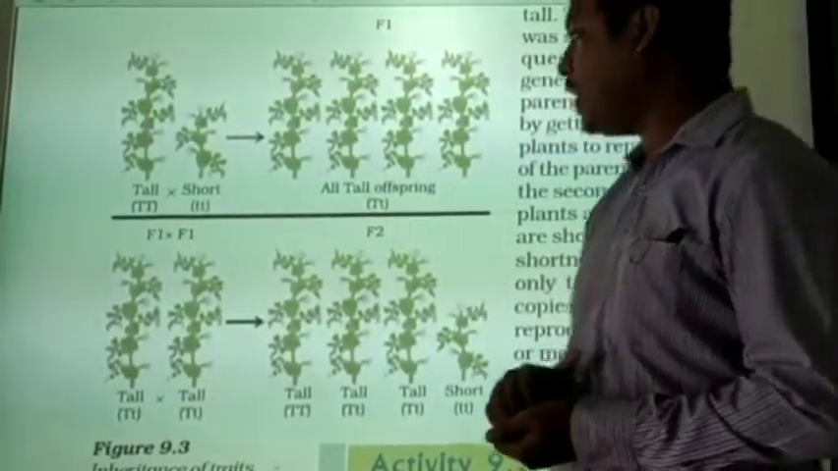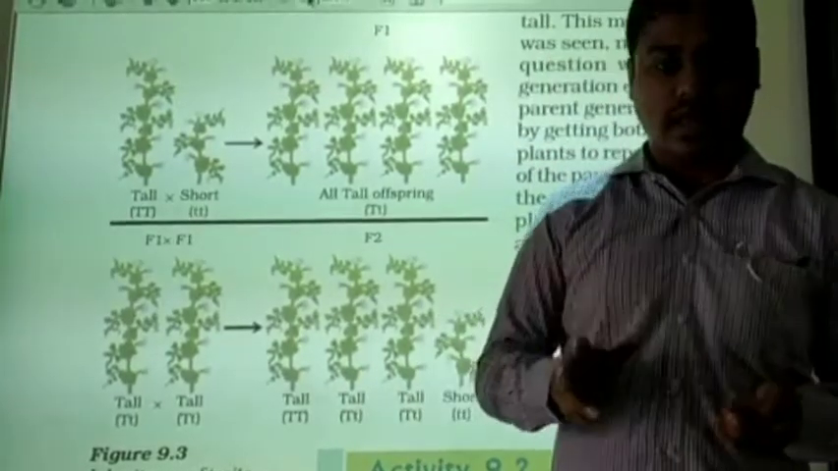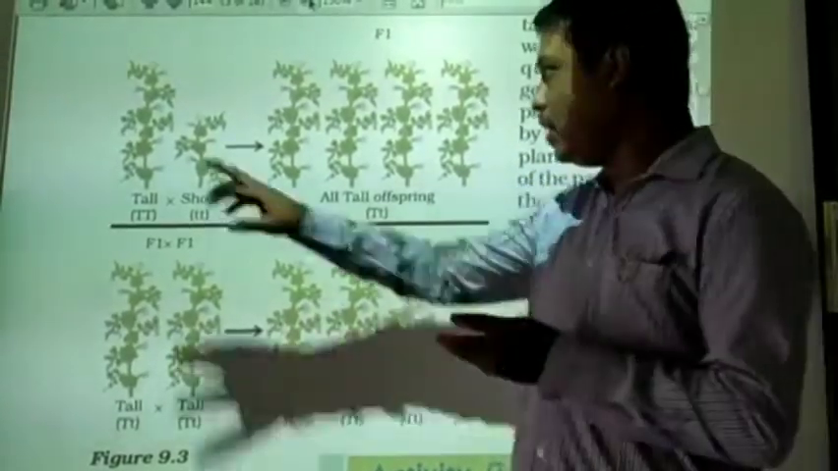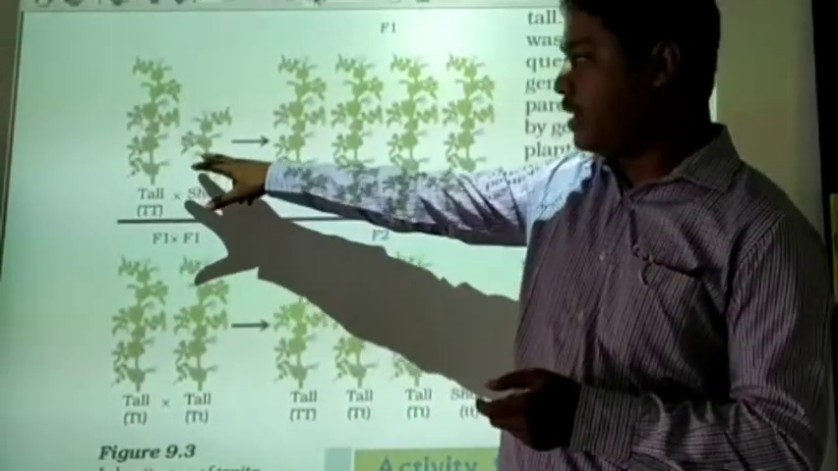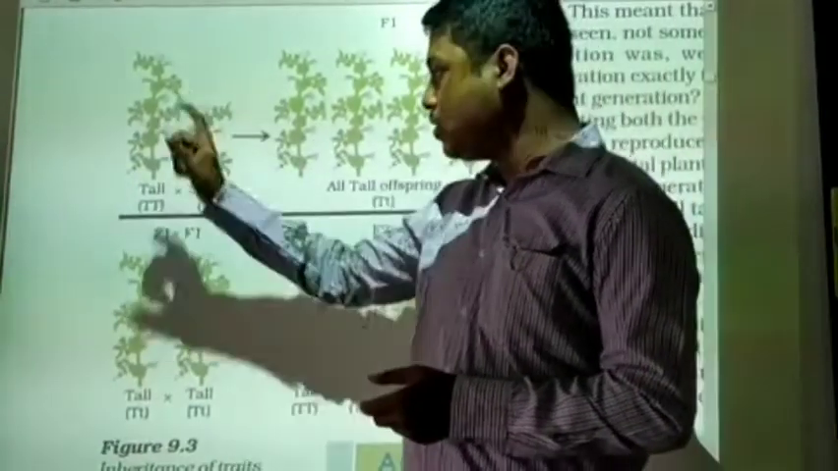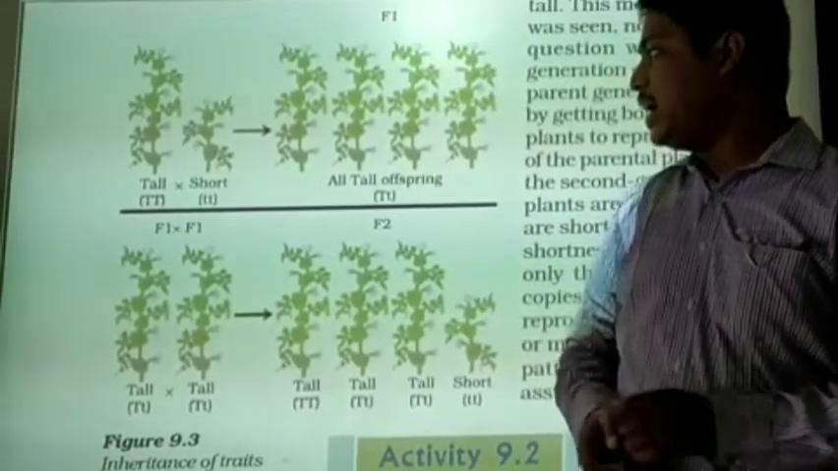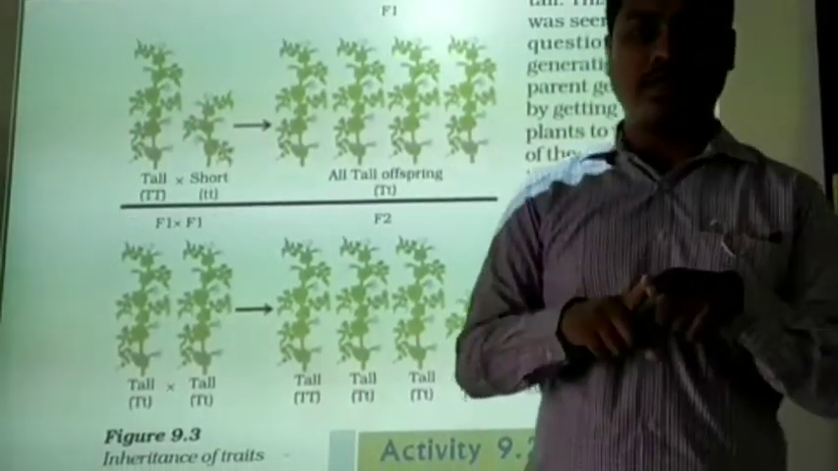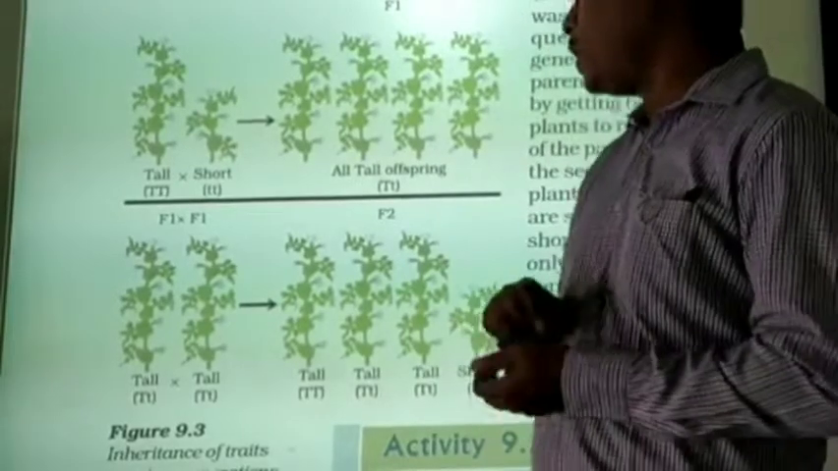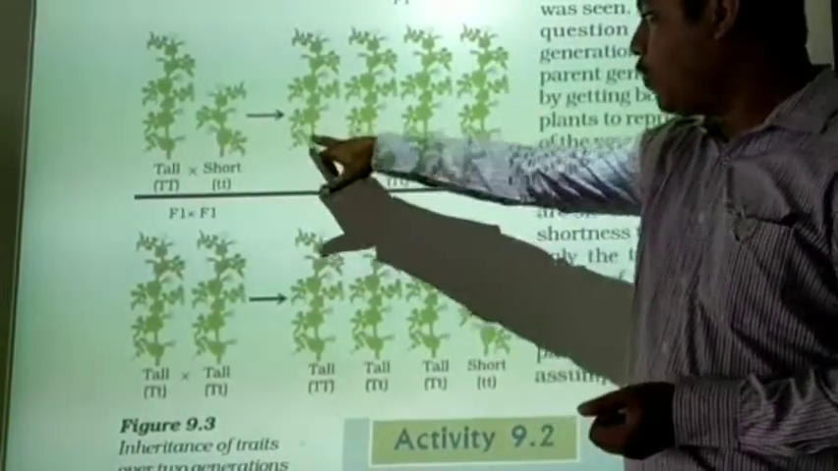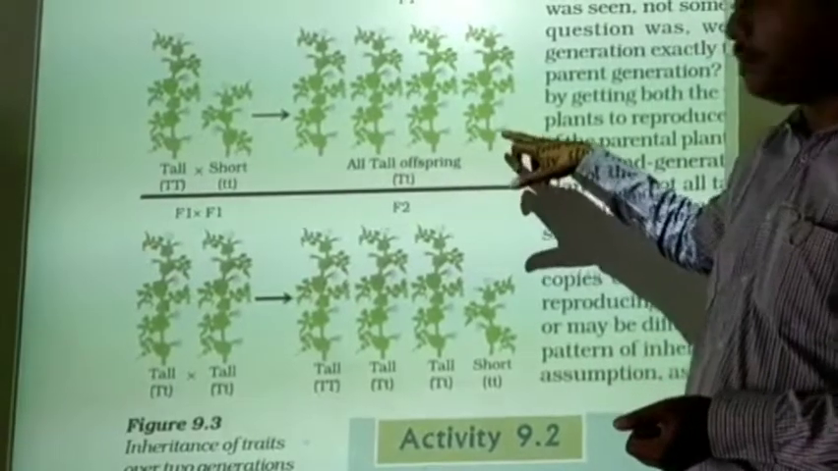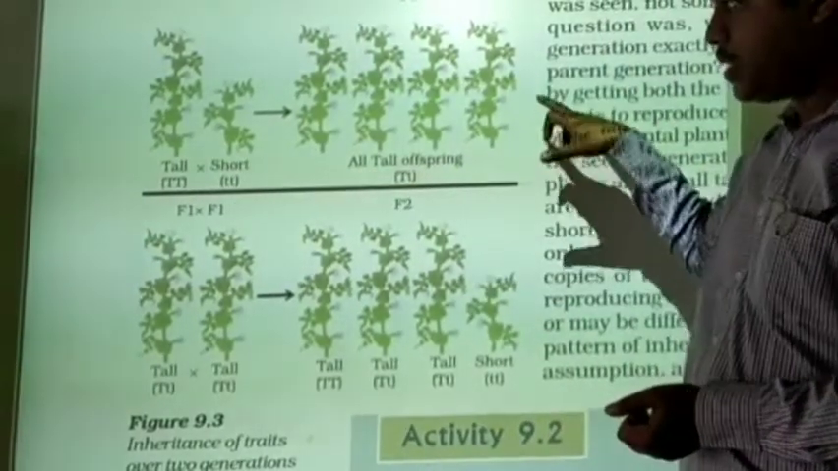For that, he has considered traits like tall and short. Like you can see in the picture here, this is one tall plant and this is one short plant. So what he has done with the tall plant and the short plant, firstly, he has done the cross-pollination. When he has done the cross-pollination, he has got in the first generation 4 tall plants, as you can see in the picture. These are the 4 tall plants.